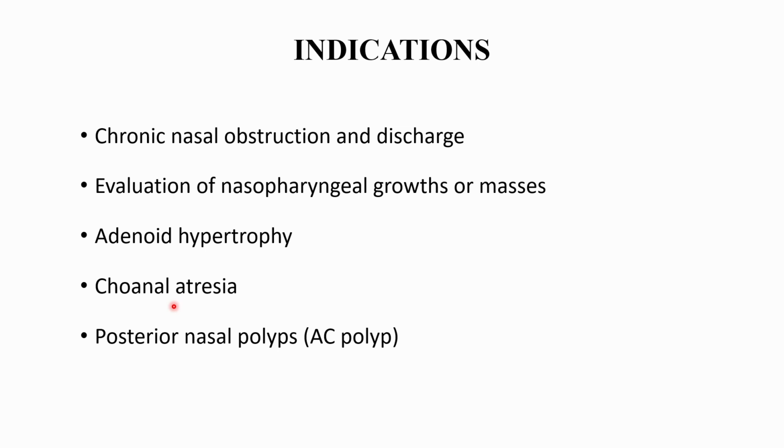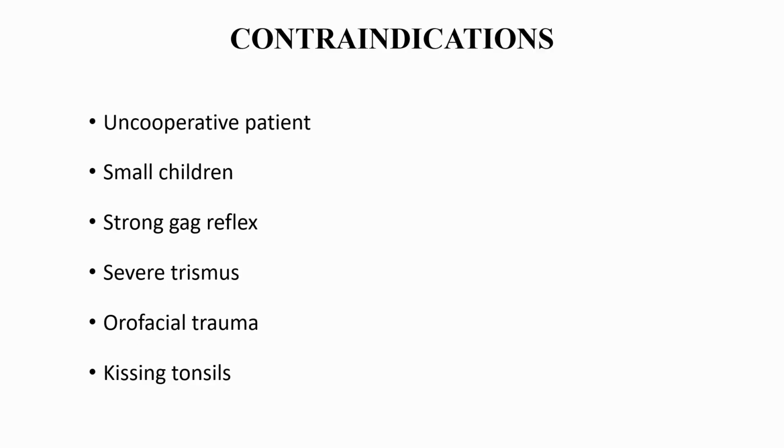But since choanal atresia is a congenital lesion, it is not possible to visualize in very small children. We'll come to that later in contraindications and limitations. So that is one limitation for this. But choanal atresia can also be visible in grown-ups, teens, or small boys above the age of 5 to 7 years, if the child is cooperative.